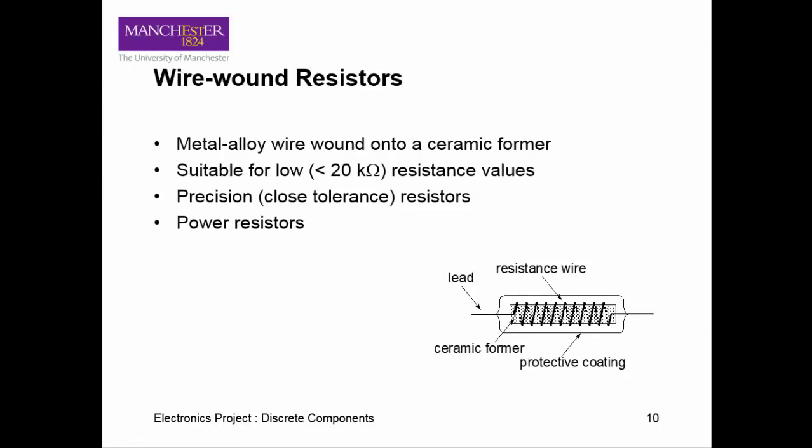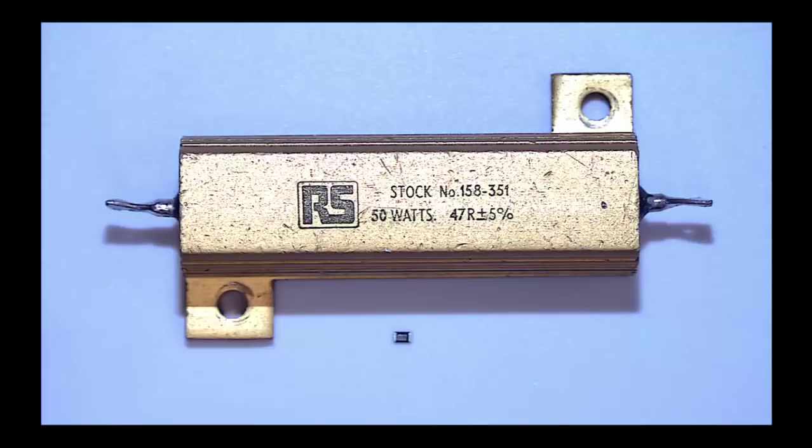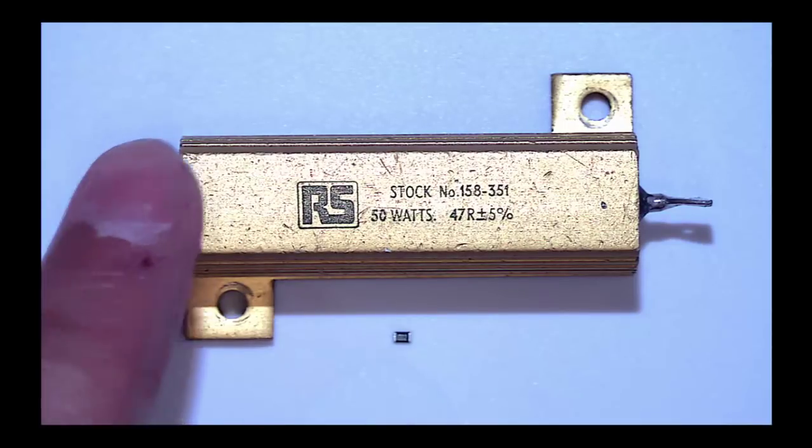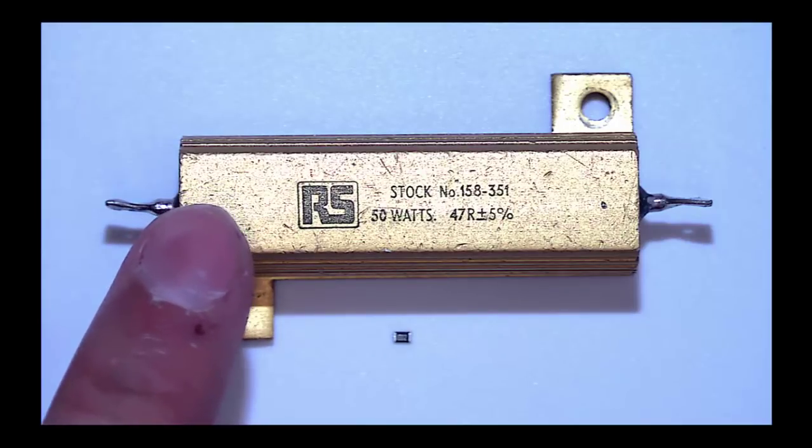Resistors can be constructed using different techniques, such as wire wound, carbon composite, and film. The size, shape, and value of a resistor depends on the final application. For this example, we have a surface mount resistor with a value of 10,000 ohms. However, it can only handle 1/4 watt. This resistor has a value of 47 ohms, but is rated for 50 watts.